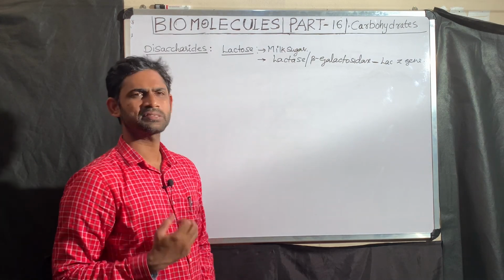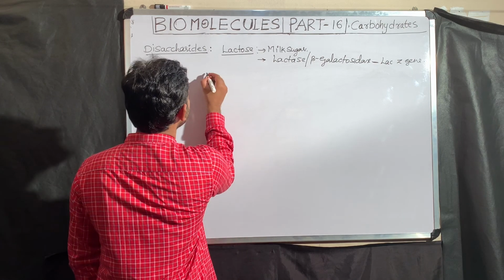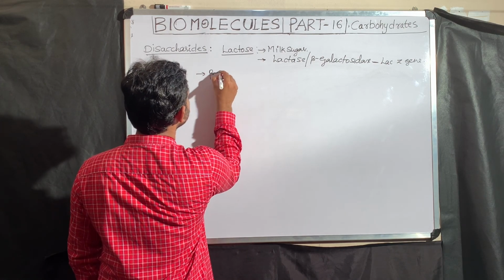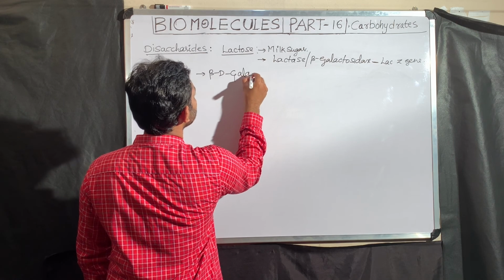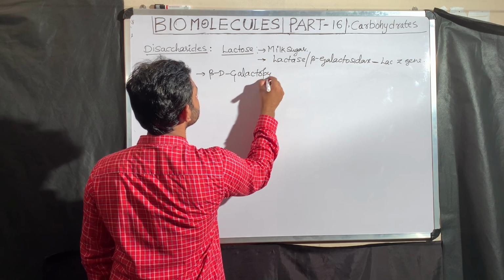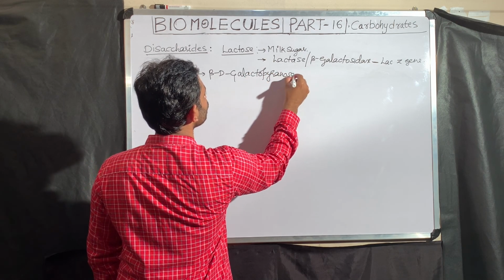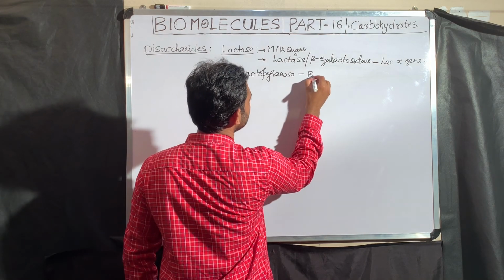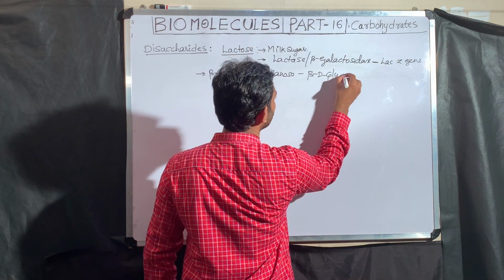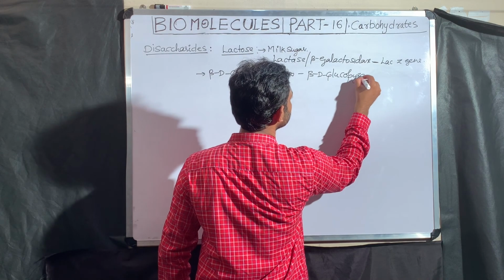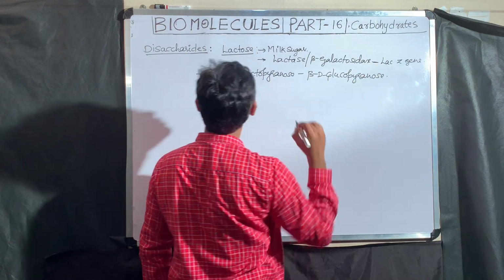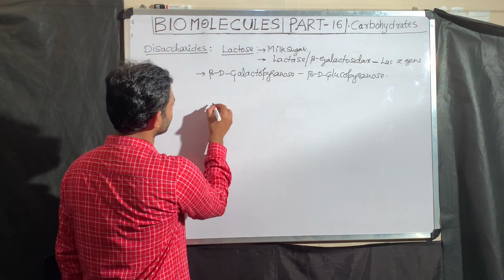Now go to the structure of lactose. Lactose consists of beta-D-galactopyranose linked with beta-D-glucopyranose. I will make you understand. First you take the beta-D-galactopyranose.